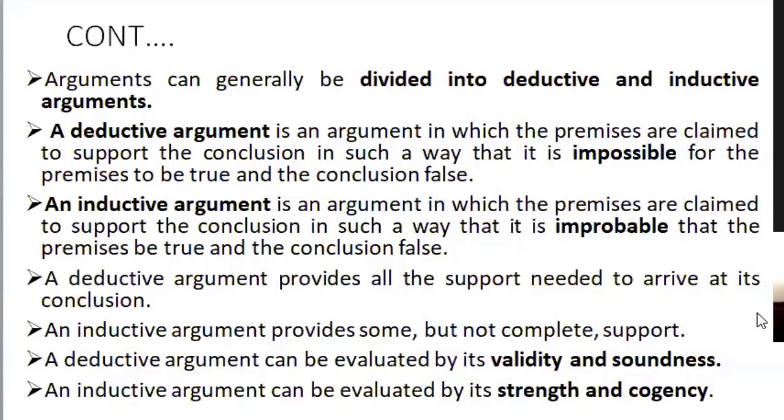When we look at the evaluation of the two types of arguments, the deductive and the inductive, a deductive argument can be evaluated through validity and soundness, based on the relationship between the components of the argument, that is the premises and the conclusion, or on the factual claim and the inferential claim. Whereas in the case of an inductive argument, we can evaluate it by its strength and its cogency. These are the terminologies that we can apply in evaluating these two types of arguments.